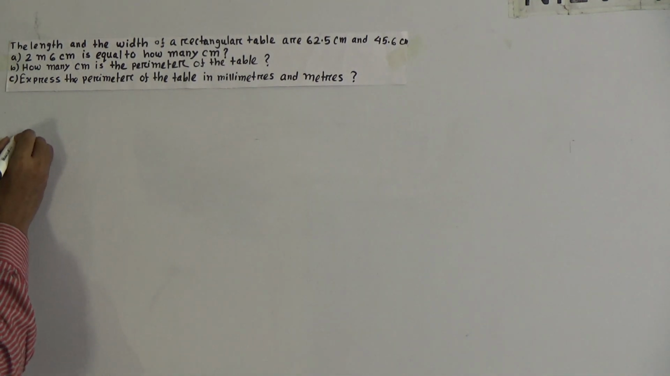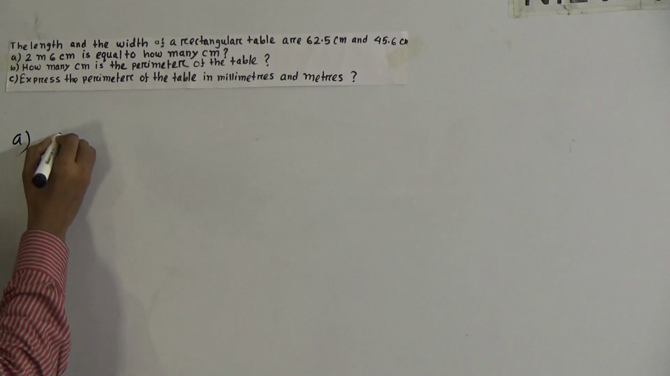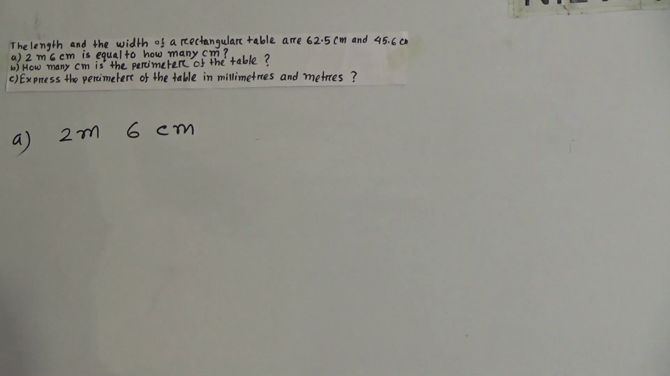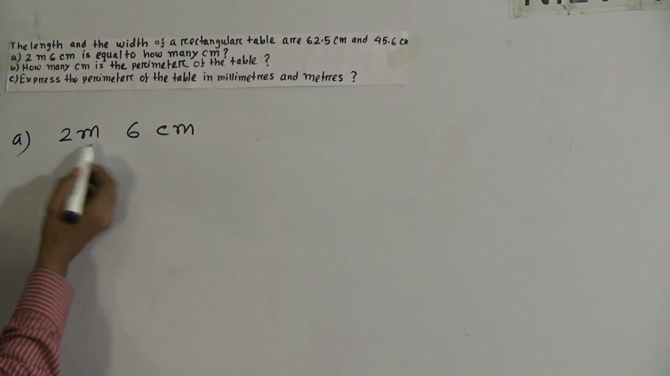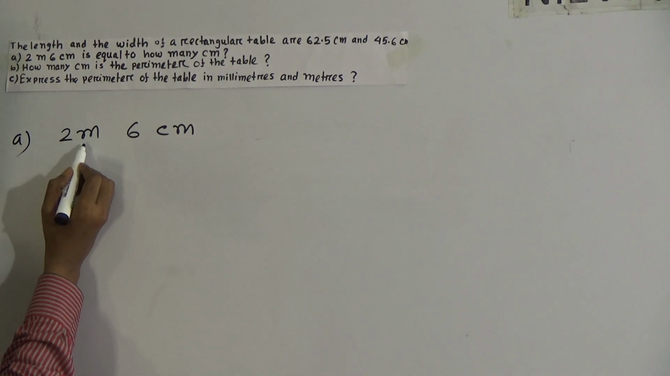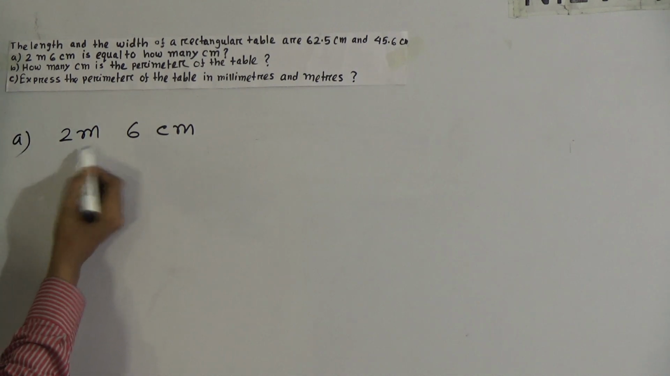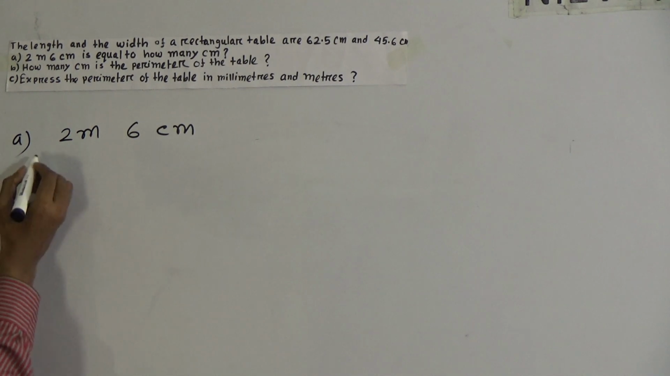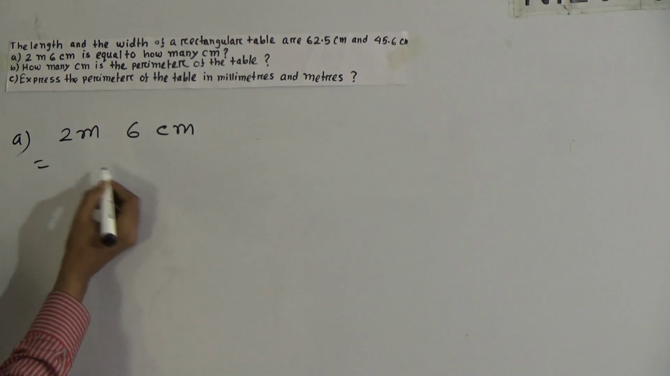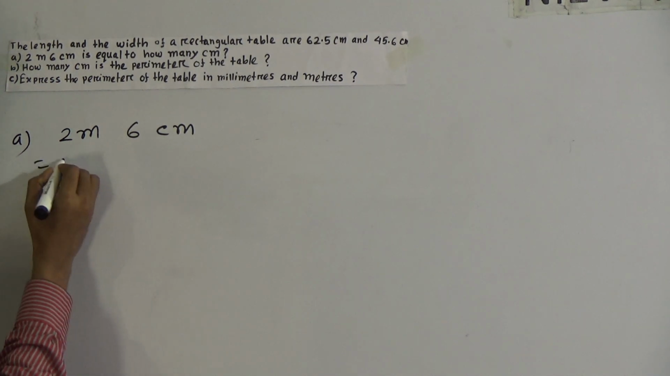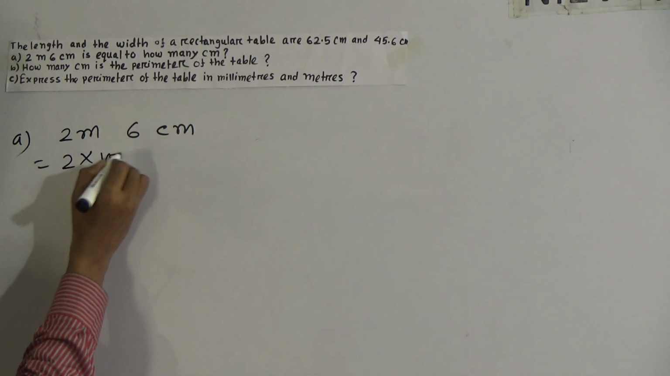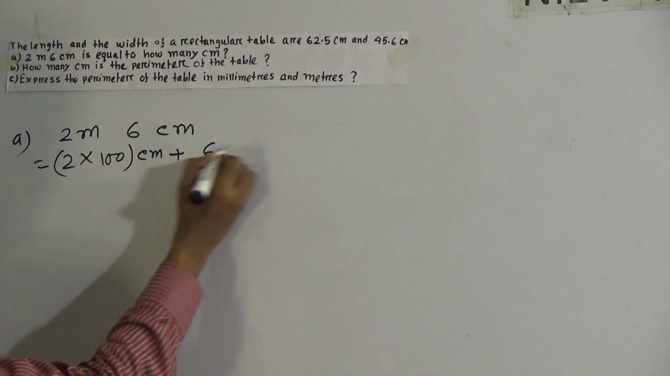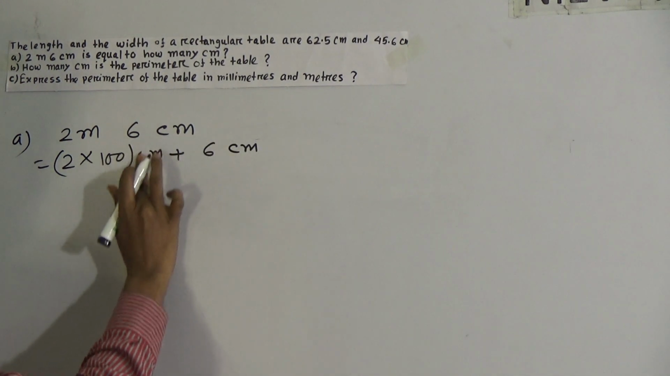Look, A number, write 2 meter 6 centimeter. We have to convert this into centimeter. Student, look, M, that means meter. This is the short form of meter. Centimeter, this is the short form of centimeter. Now we have to convert meter to centimeter. We know 1 meter equal to 100 centimeter. So write 2 into 100. This equal to what? Centimeter. And 6 centimeter.